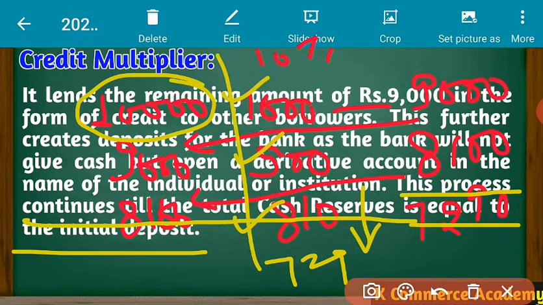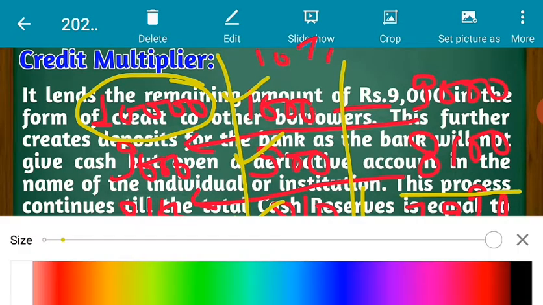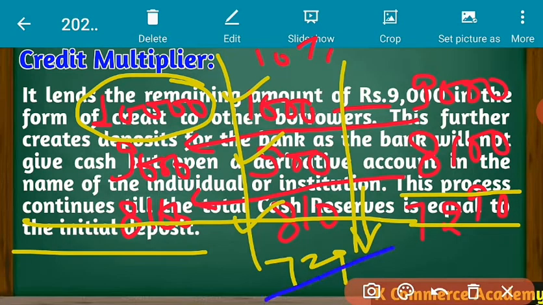जब तक कि ये जो आपका कैश रिजर्व का कॉलम है, इसका टोटल 10,000 के इक्वल नहीं हो जाता, तब तक हम इस प्रोसेस को कंटिन्यू रखेंगे. 1000 प्लस 900, 1900, 1000 प्लस 900 प्लस 810 प्लस 729, और ये प्रोसेस चलता रहेगा. और एंड में जाके जब इस कॉलम का टोटल पूरा 10,000 हो जाएगा, तब जाके ये प्रोसेस रुकेगा. तब तक ये प्रोसेस चलता रहेगा.